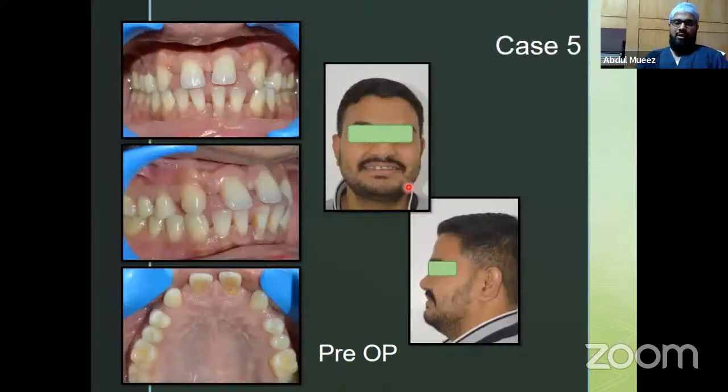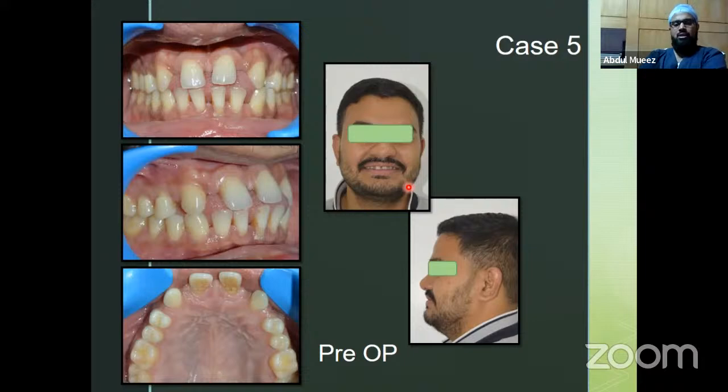Next case is a multidisciplinary approach. This gentleman is a managing director in one of the firms. I mean, he's a CA by profession. He came with a complaint of spacing between the teeth. So that was his complaint.